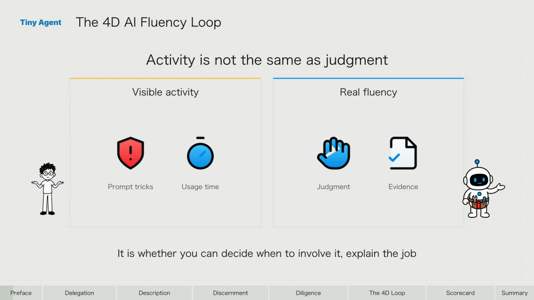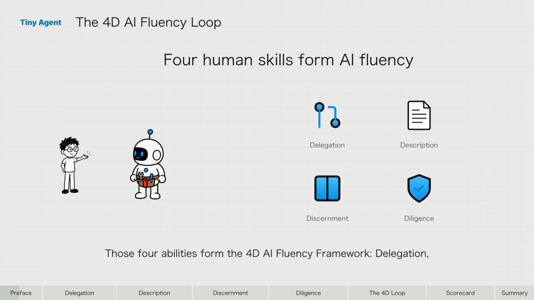It is whether you can decide when to involve it, explain the job clearly, evaluate what comes back, and take responsibility for what happens next. Those 4 abilities form the 4D AI fluency framework: delegation, description, discernment, and diligence. They are human skills. A stronger model can help, but it cannot remove the need for them.